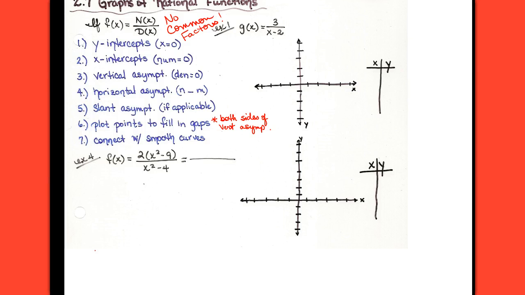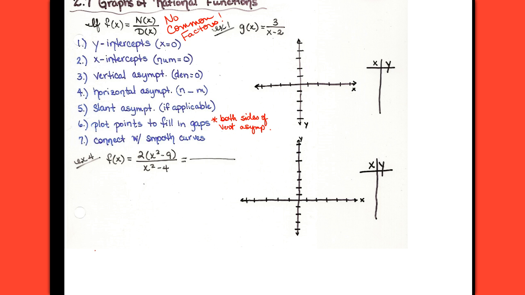Graphs of rational functions. So we get some review today with the horizontal and vertical asymptotes that we've been working with, and we're putting them in conjunction with several other things that we already know how to do to see how we can use them to graph rational functions.